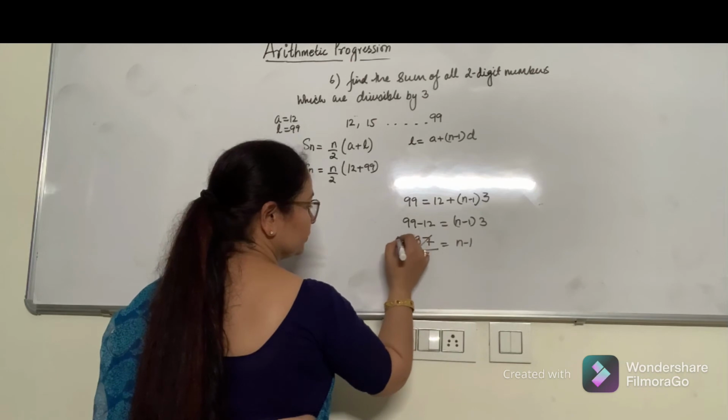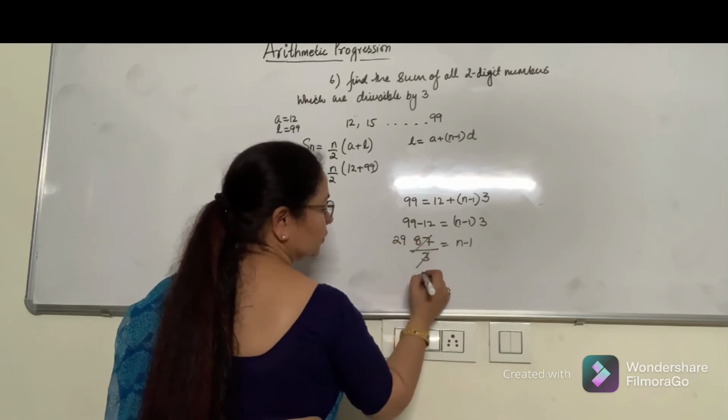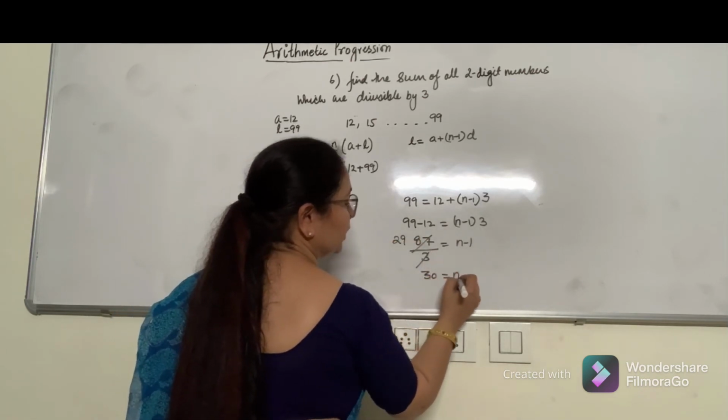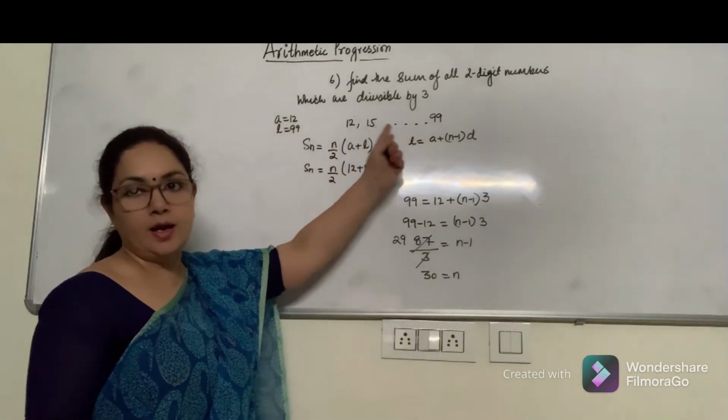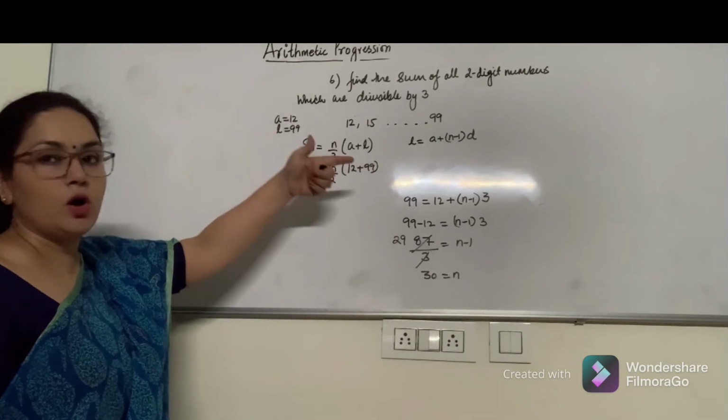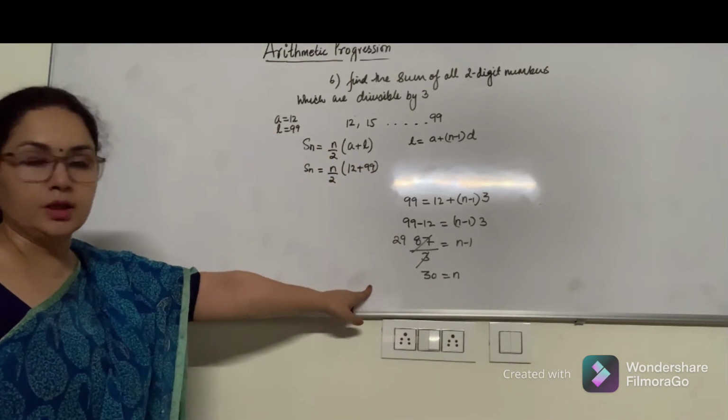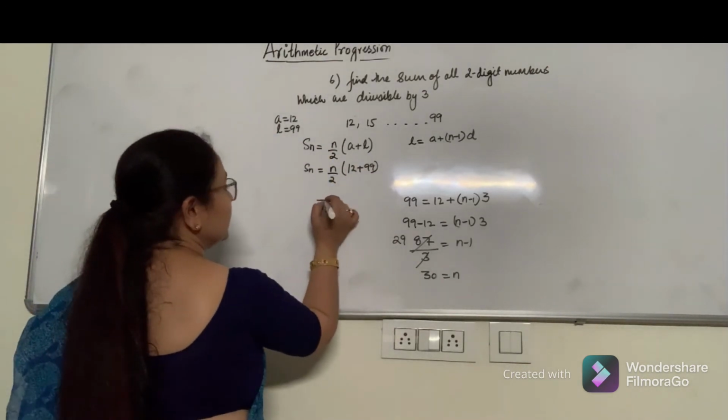So the number of terms is 30. There are 30 terms between 12 and 99, and they are 2-digit numbers which are all divisible by 3. So we have got 30 here, and we'll put 30 here.